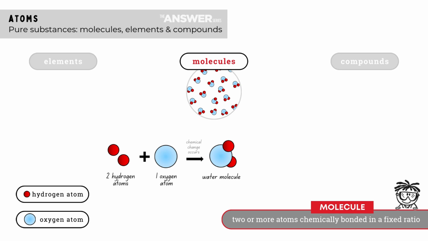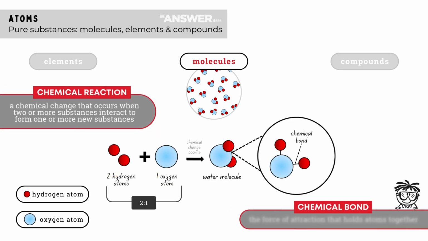You can see that there are two different atoms, hydrogen and oxygen, bonded together in a fixed ratio, 2 to 1, meaning two hydrogen atoms bonded to one oxygen atom, and that is what makes up a water molecule. The bond between the atoms is called a chemical bond, as it was formed during a chemical reaction.